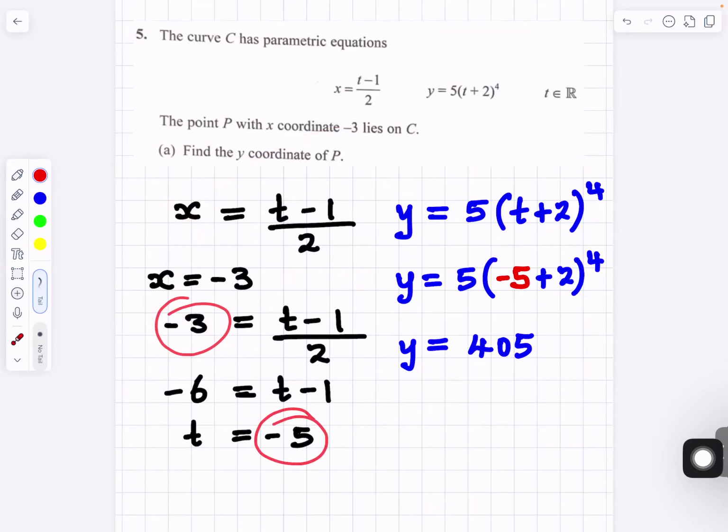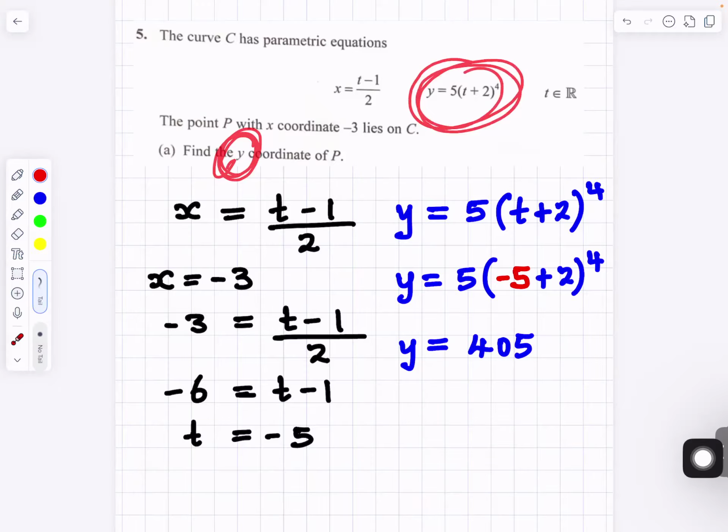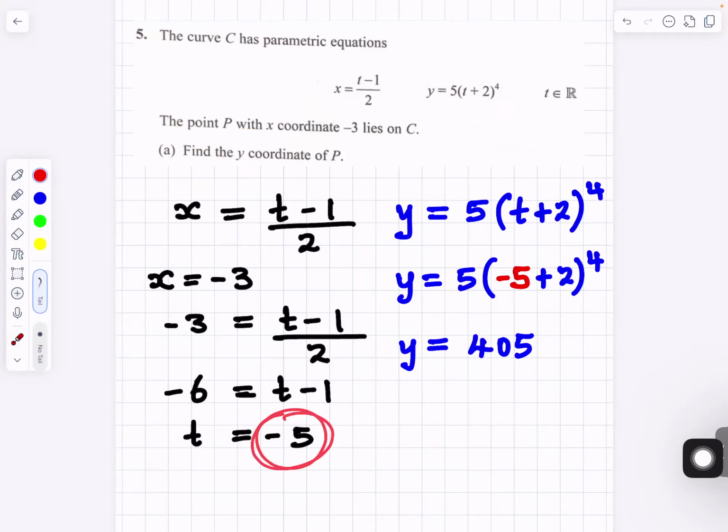And you get t to be minus 5. That gives you the value for t. Because you want to find the y coordinate, we need to go and use the y function. So you take the minus 5 and substitute it there for t, and you put it in your calculator, you get y to be 405.